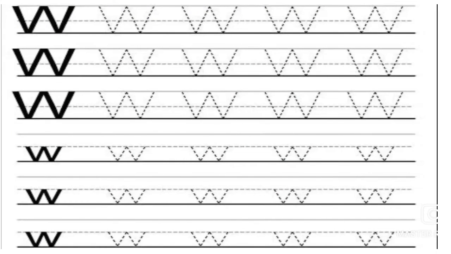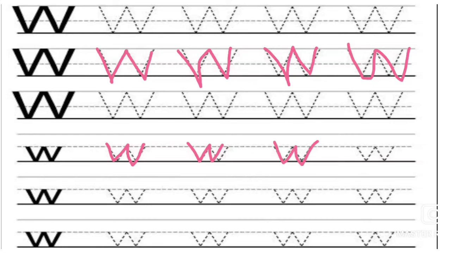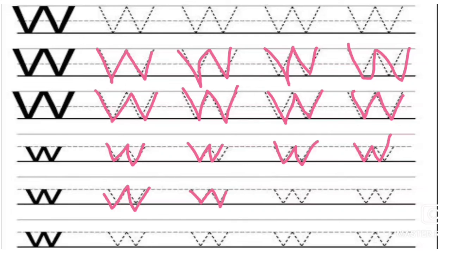Now let's trace the dots. W, W. इस तरह से आपको ट्रेस करना है और स्मॉल जो W है उसको टू लाइंस पर लिखना है. कैपिटल W आप थ्री लाइंस पर लिखोगे इस तरह से और इस तरह से, और स्मॉल W आप टू लाइंस पर लिखोगे. ठीक है.